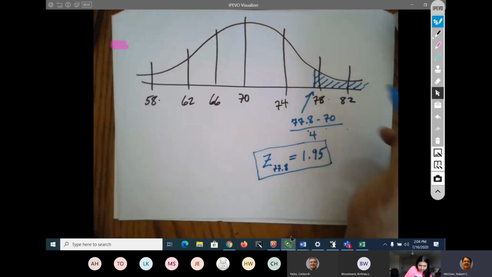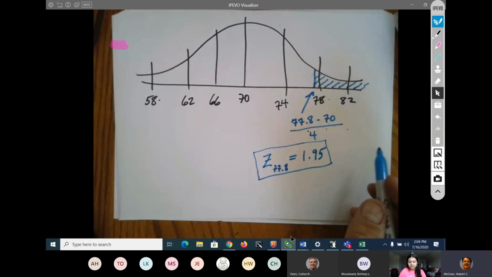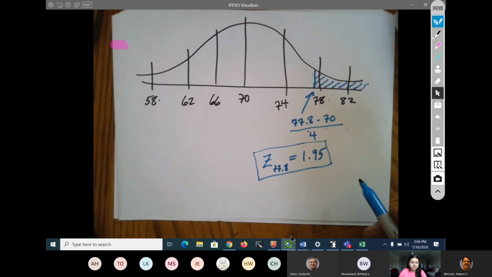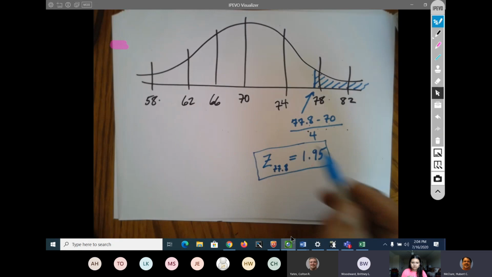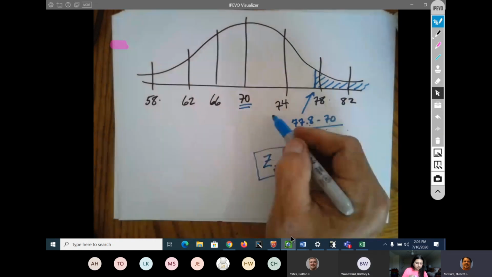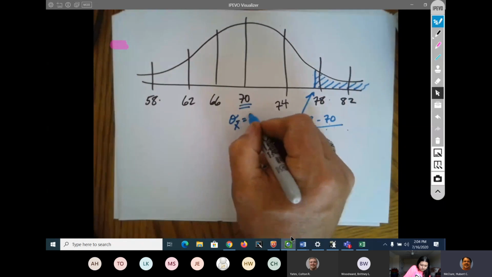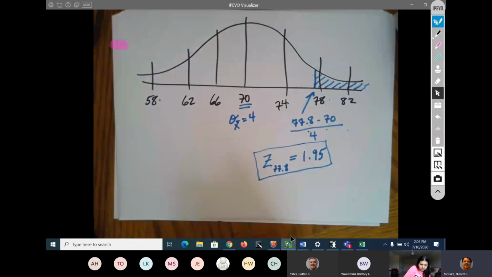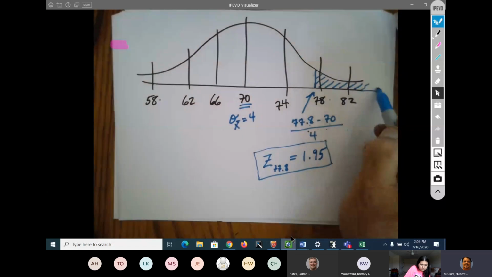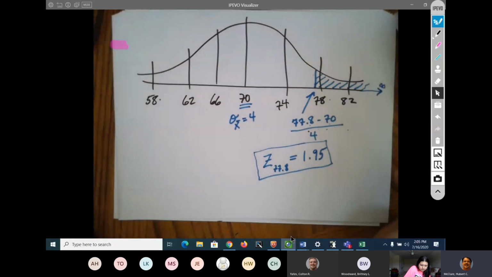Now I'm doing this for an old calculator. If you have a new calculator, do you have to calculate that z-score? No. What do you type in instead of the z-score? You type in 70, your mean, and your new standard deviation. And then you type in 77.8. And what's this arrowhead called down here? Positive infinity, which is what?